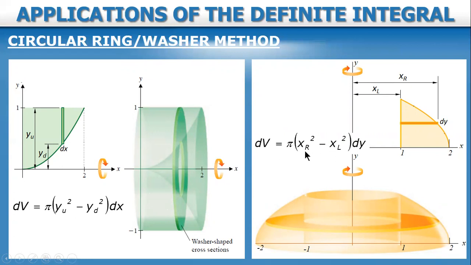Same lang, no? Pi outer radius squared dy minus pi inner radius squared dy. So remember this formula when you get a circular ring or washer method after assigning a rectangular strip.